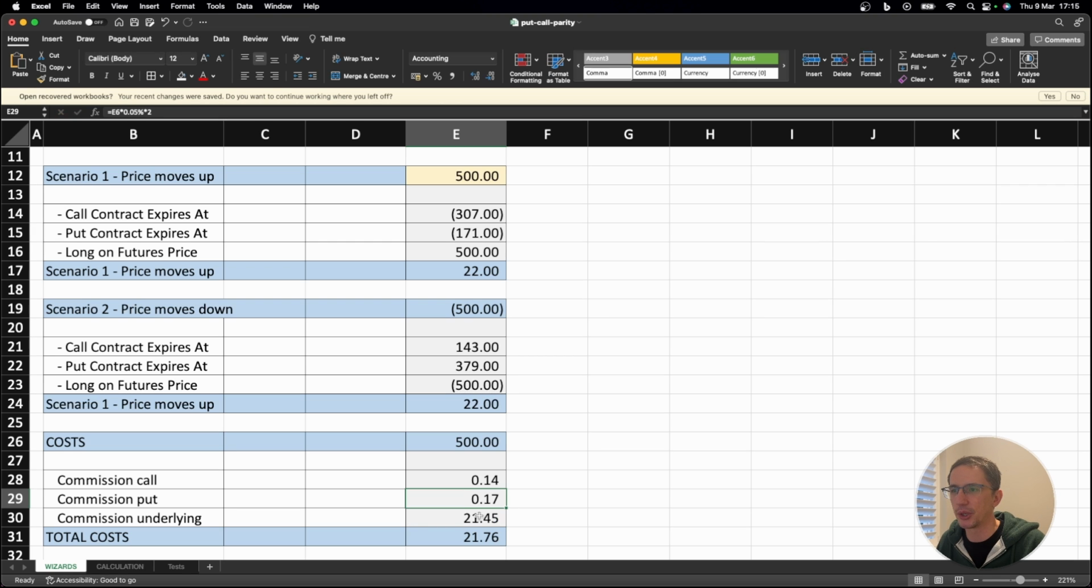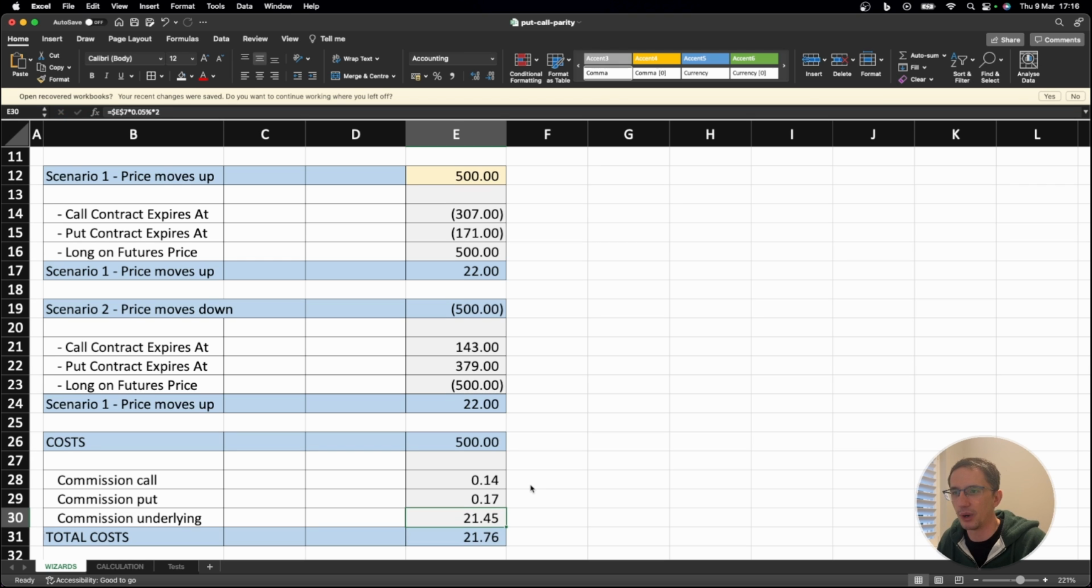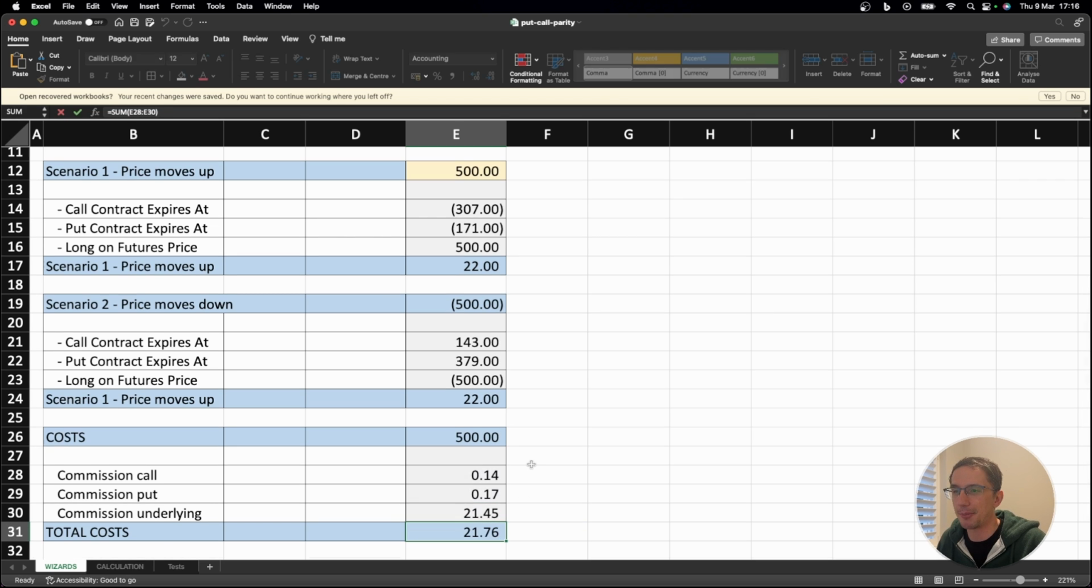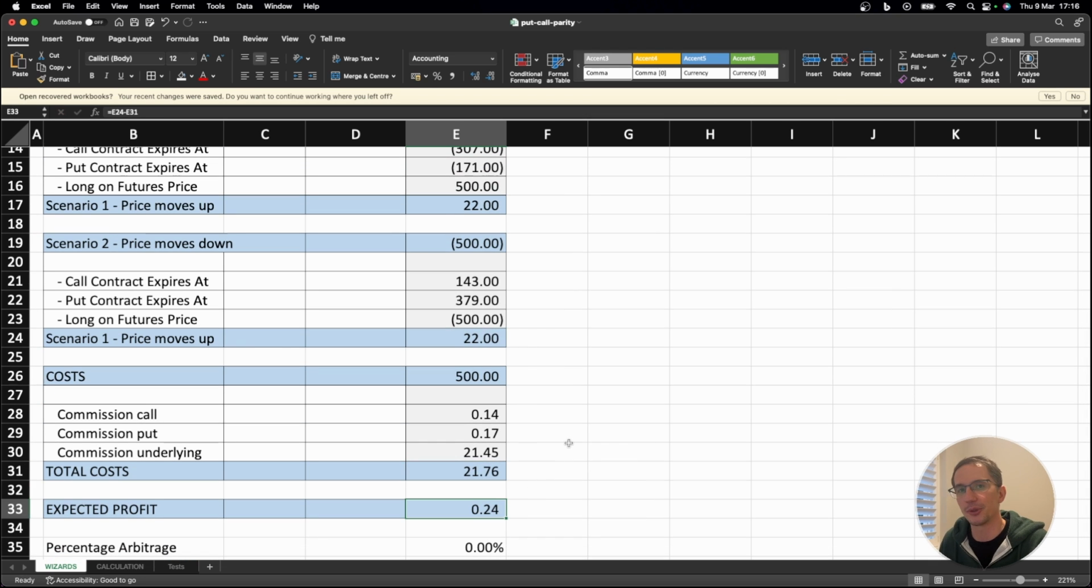I've got the same with my put contract. And then I've also applied this amount on the futures, and I'm sure a lot of you can get a better commission than 0.05% on going long on futures. But nonetheless, I've multiplied that by 2 on the underlying as well. And the costs I'm coming up with here are 21.76, meaning I only would have made 24 cents on this trade. Now, that's this trade.